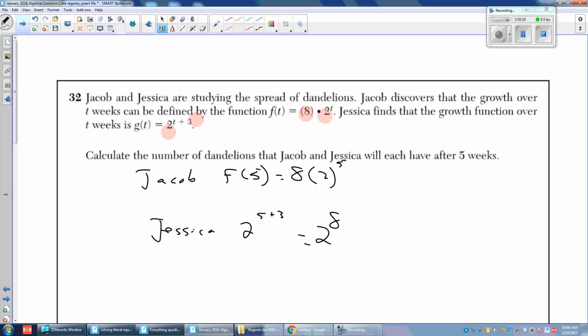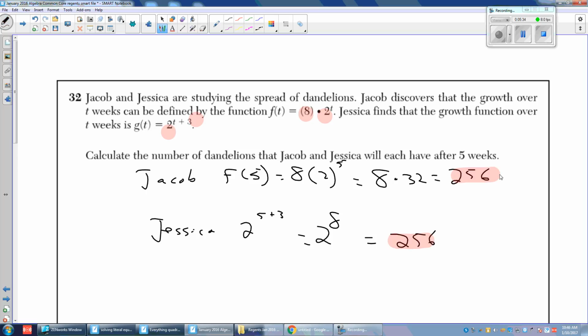And let's find out what the other one is. 8 times 32, which is 256. We just used our calculator to do that. 2 to the 8th is 256. Same answer.